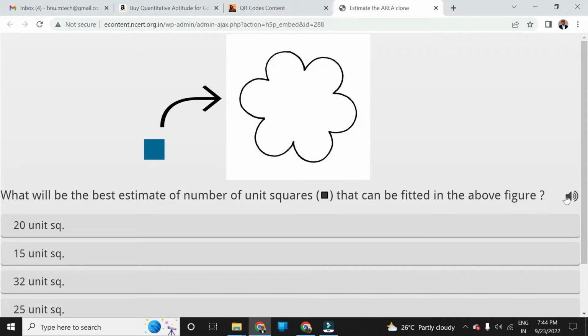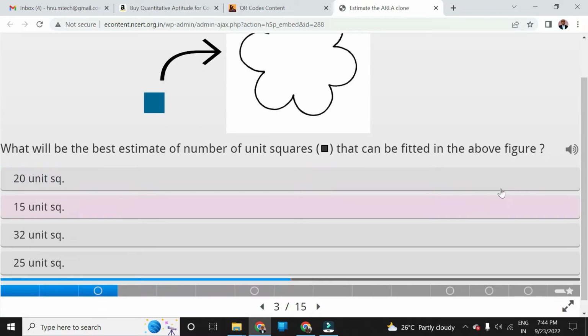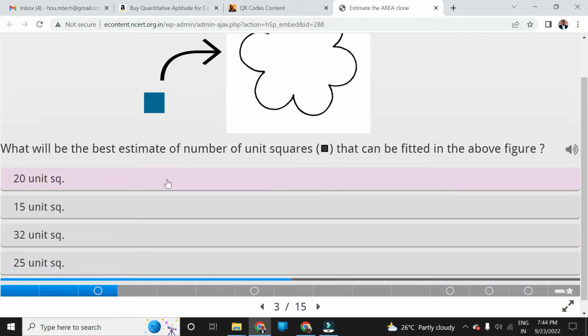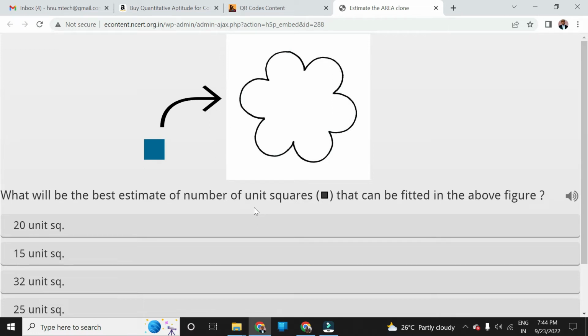Even they have given some sound here, but I don't want to play it now. So in this, how you have to guess is, this is the square which is mentioned, this is the square which is mentioned before. So this square you have to fit into this diagram. Okay, actually I will show you how that looks in the next question. So first, let us estimate what could be the number of unit squares that can be fitted into the above figure.